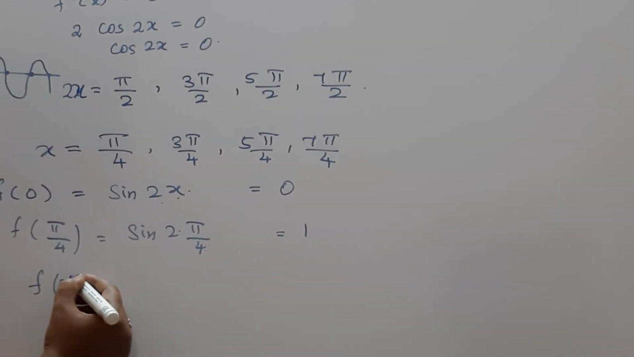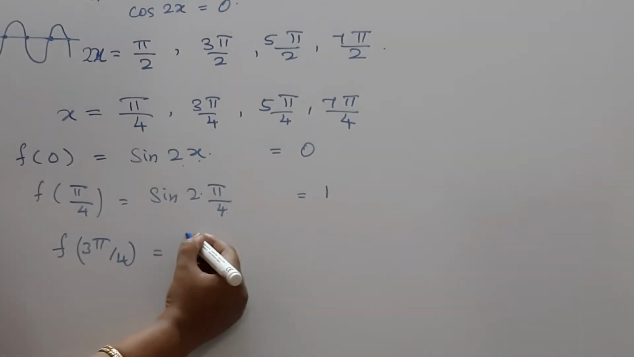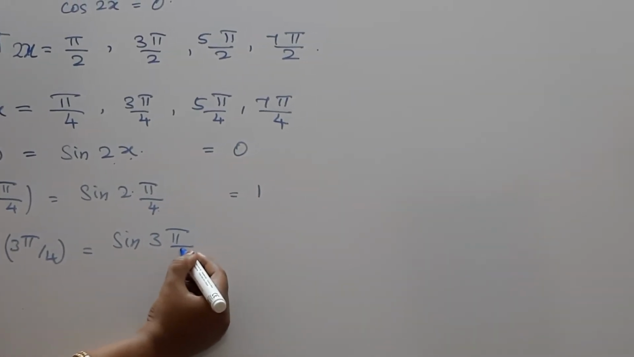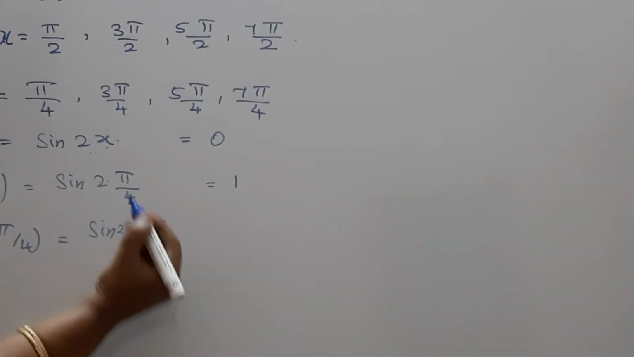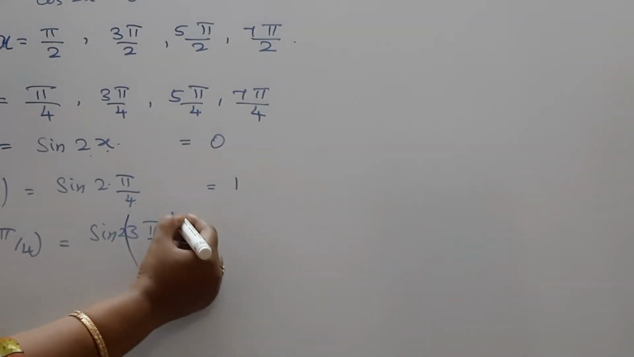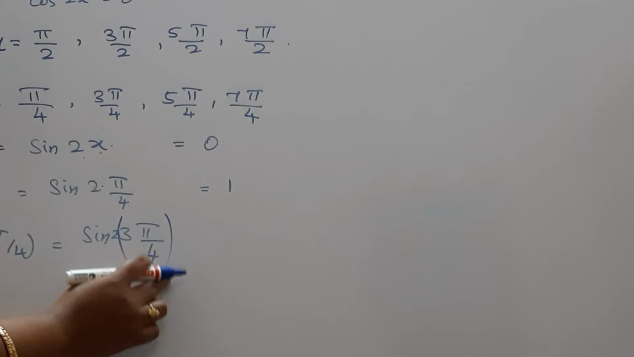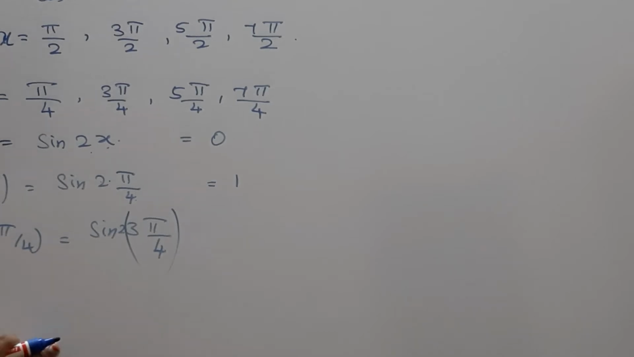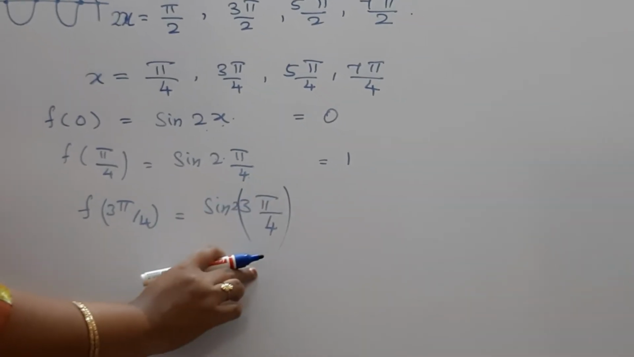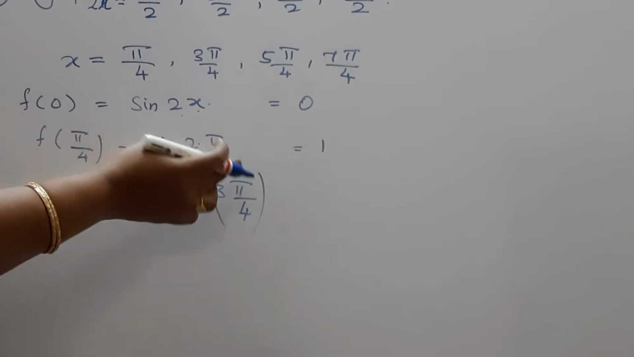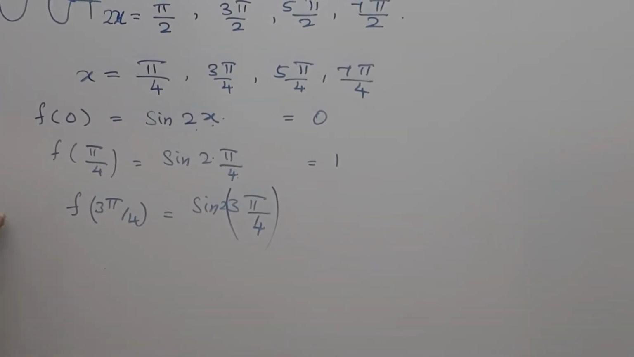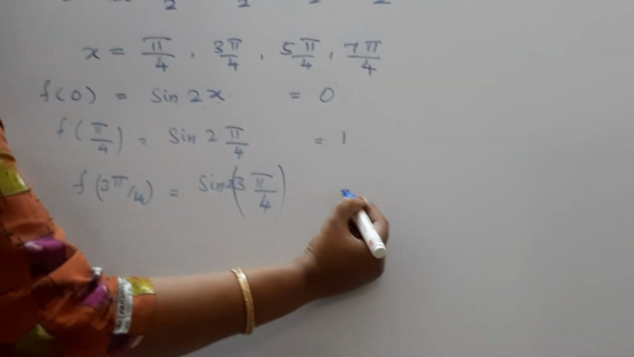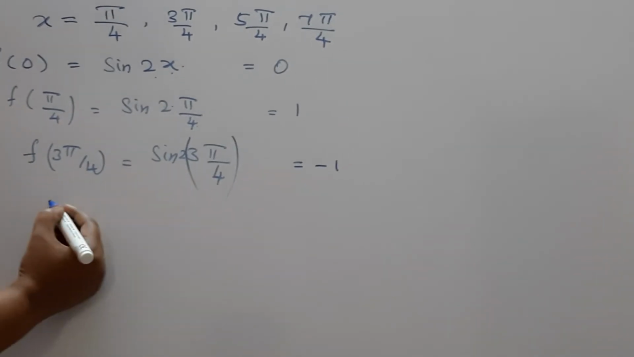f of 3 pi by 4. That is sin 2 into 3 pi by 4. It means sin 3 pi by 2. Again it is 90 degree, but in the third quadrant. Okay. Pi by 2 comes in the first quadrant. Next 2 pi by 2 is 180 degrees and 3 pi by 2 is 270 degrees. It comes in the third quadrant. It has the same value but the sign is negative.